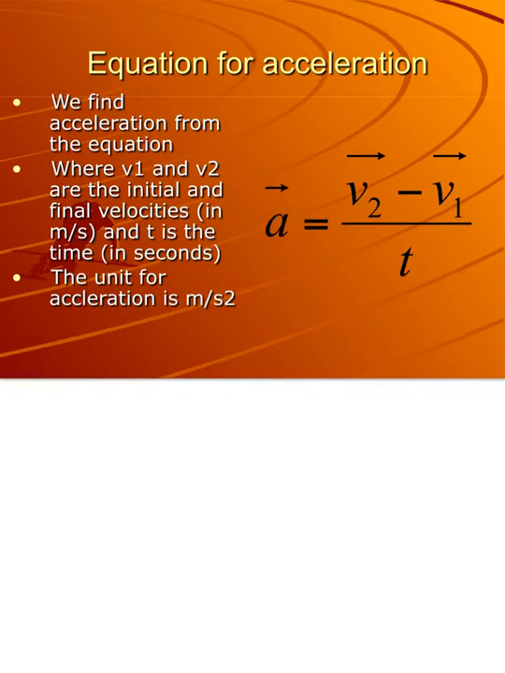So how do you find it? Well, the equation is acceleration equals final velocity minus initial velocity, divided by the time. So v2 is your final, v1 is your initial, t is your time. To find it, you just plug in the numbers and run them through a calculator, and that'll tell you acceleration. The unit for acceleration, because we're dividing meters per second by seconds, is meters per second squared.